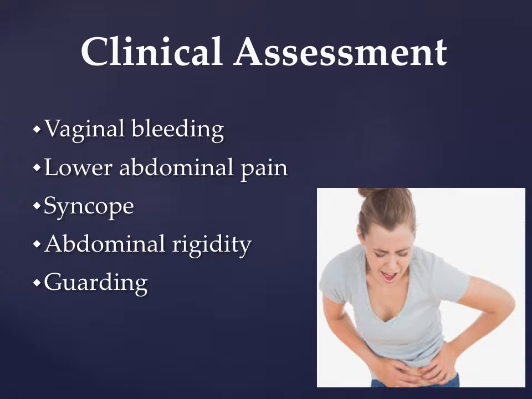The most common presenting symptoms of ectopic pregnancy are vaginal bleeding and abdominal pain. It is important to distinguish this type of abdominal pain from other causes of acute abdomen, such as appendicitis or pelvic inflammatory disease. Abdominal pain associated with ectopic pregnancy will oftentimes favor one side or the other.